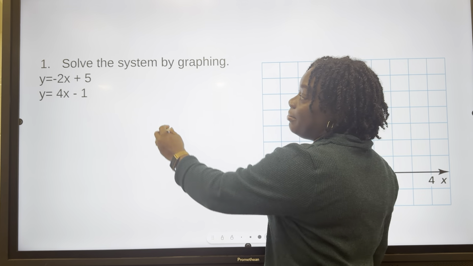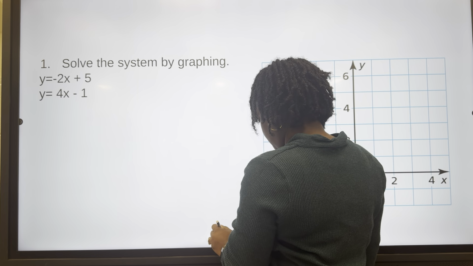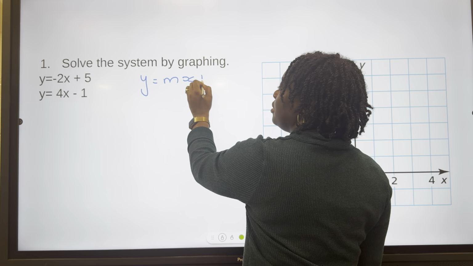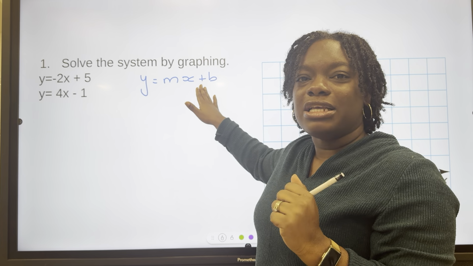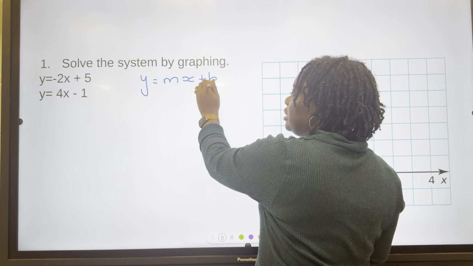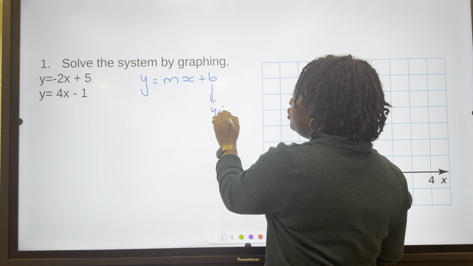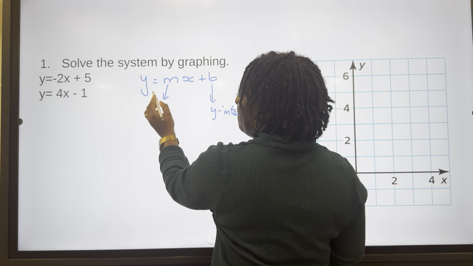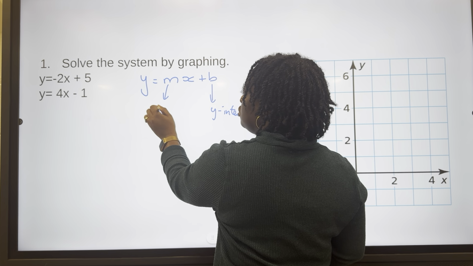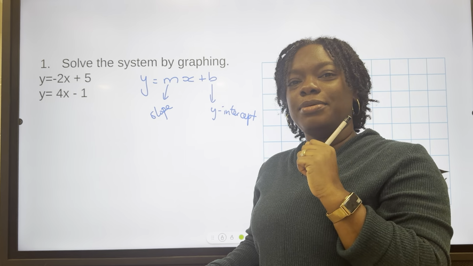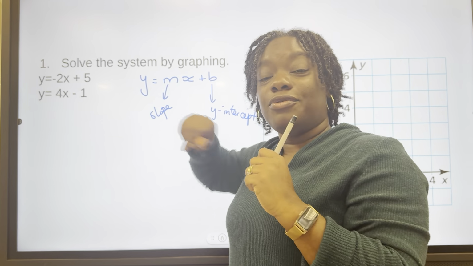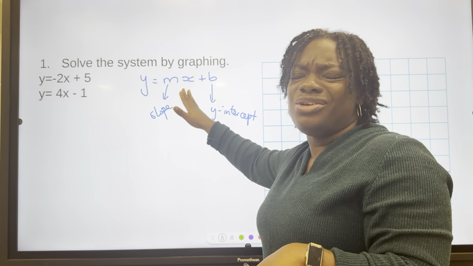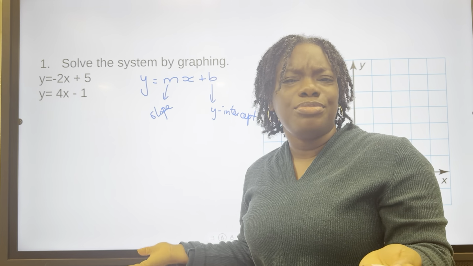What we must remember is that the slope intercept form is y equals mx plus b. My b is my y-intercept, and my m is my slope. So for my Jamaican people, the gradient, and for my American people, the slope. And I think that in Jamaica we use y equals mx plus c. The same principle applies.